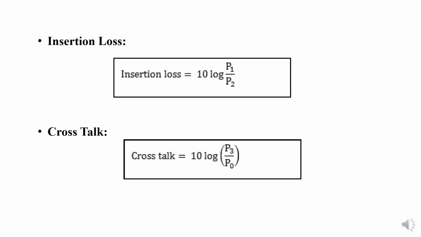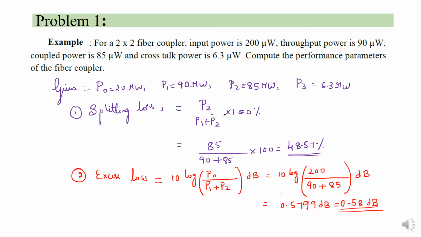It is the ratio of reflected signal to the input signal. We have taken a reflected output at port 3, hence we are considering 10 log of P3 by P0, where P3 gives the reflected output or the crosstalk and P0 is the input signal. Since these devices have some sort of reflections coming at port 3, these devices are also known as directional couplers. Let us consider one problem on the 2x2 fiber coupler.